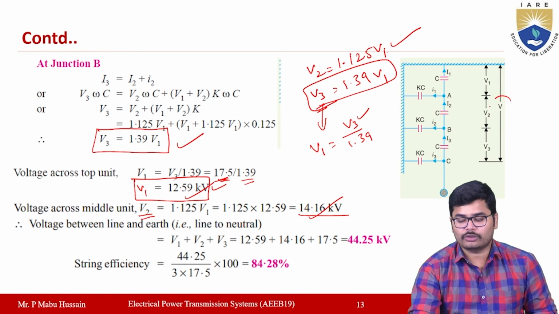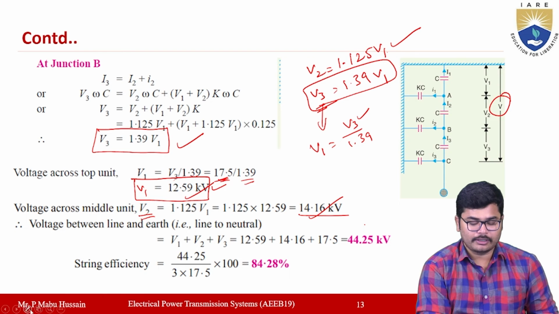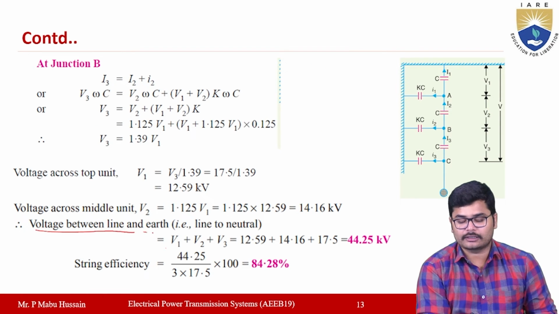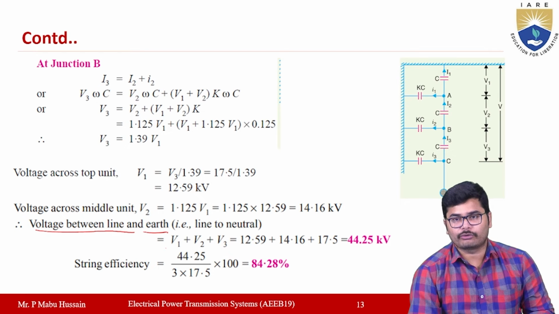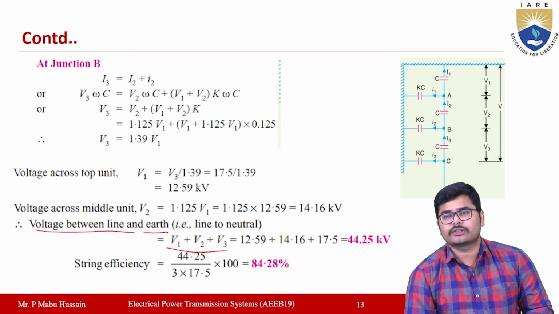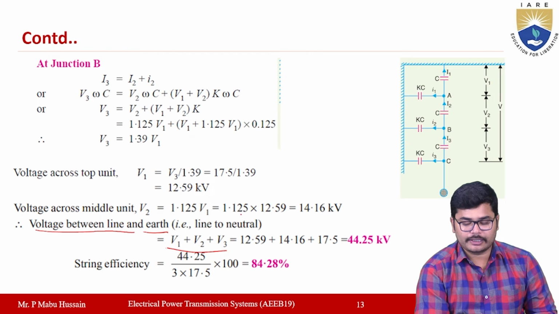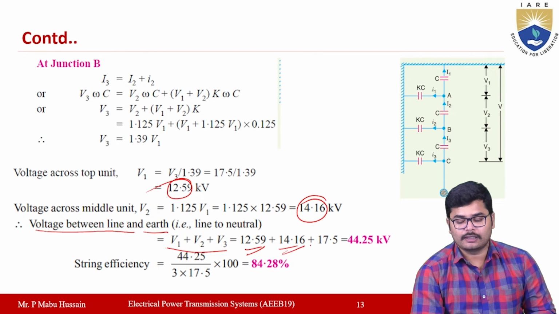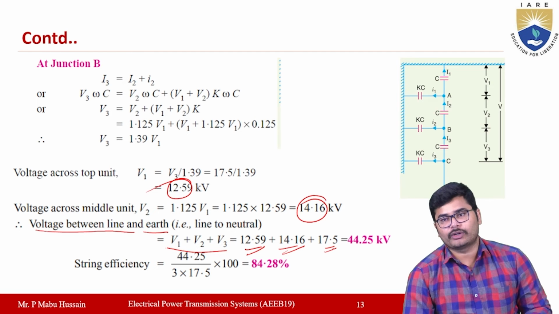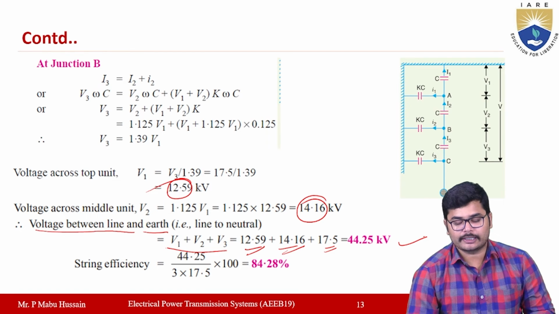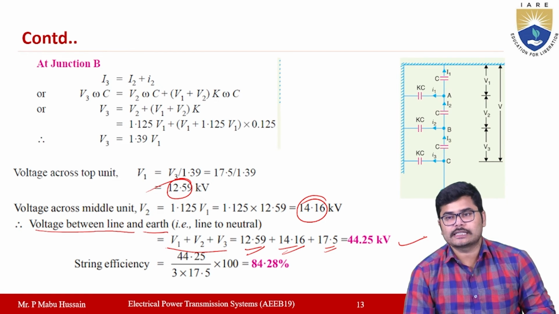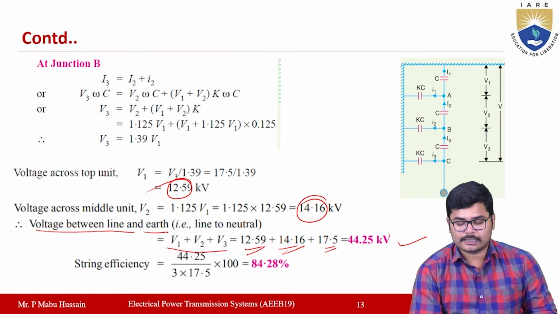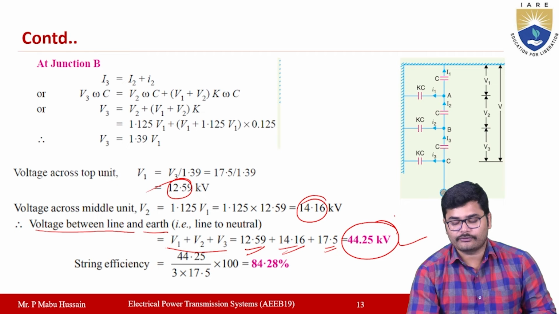Now the total voltage across the string will be the sum of all three voltages. The voltage between the line and earth, also called the line to neutral voltage, is V1 plus V2 plus V3. V1 is 12.59, V2 is 14.16, and V3 given in the problem is 17.5. If you sum all this, you get the line to neutral voltage, equal to 44.25 kilovolts. This is the total voltage across the string, V.